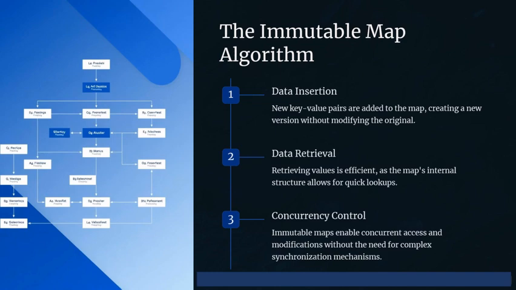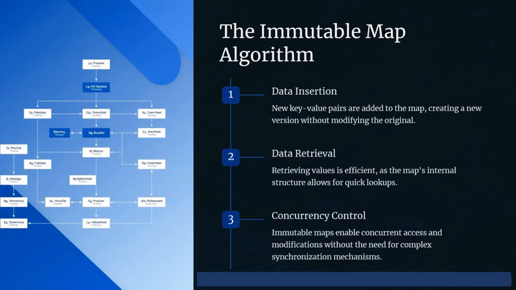Mainly, it follows three steps: data insertion, data retrieval, concurrency control. Data insertion. New key value pairs are added to the map, creating a new version without modifying the original. The same process is followed for deletion. In place of insertion, we do deletion.